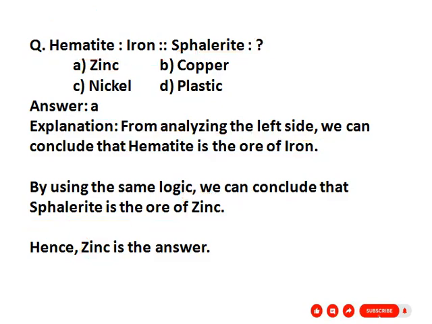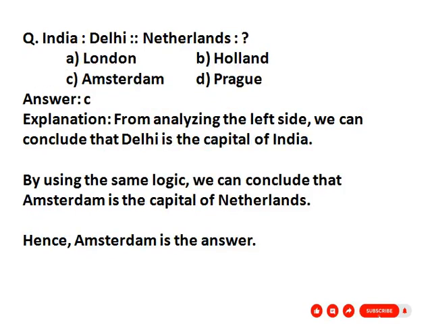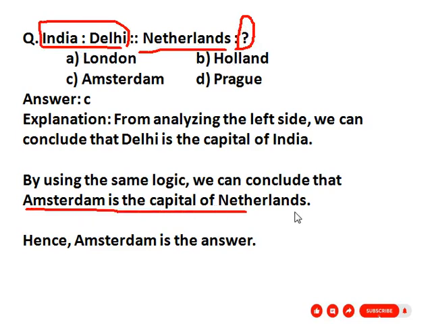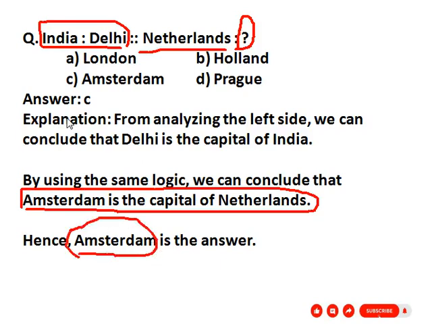Now our next question is India, Delhi, Netherlands, question mark. So we know that Delhi is the capital of India. So what is the capital of Netherlands? So Amsterdam is the capital of Netherlands. So our correct answer is Amsterdam. So here given option C.